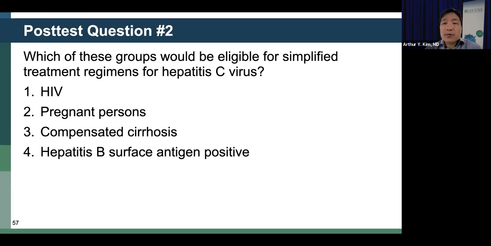But okay, so we've reached the end. I'm going to stop my share. I've not been following the Q&As recently, so I'll turn it back to my moderator, Andrew.